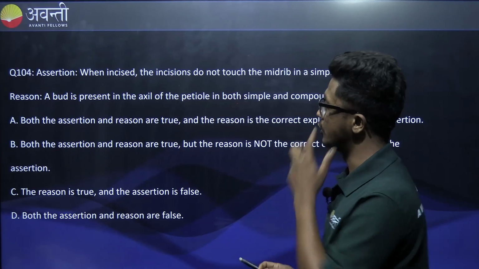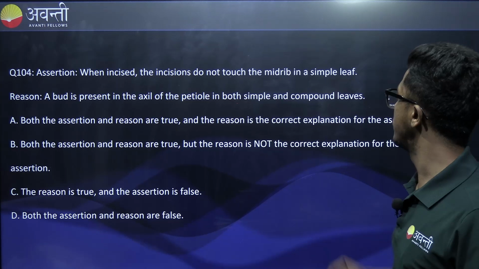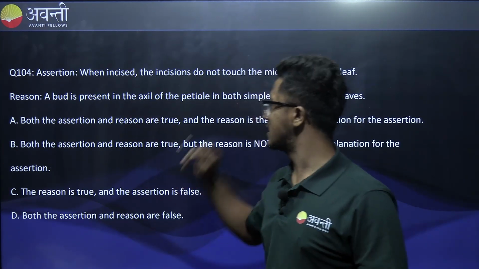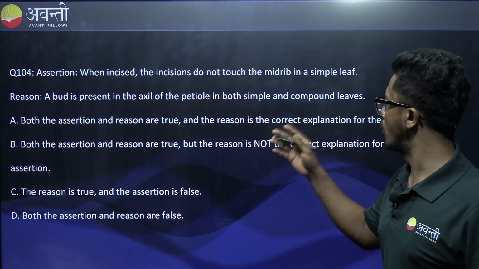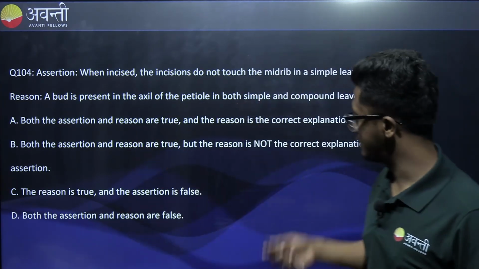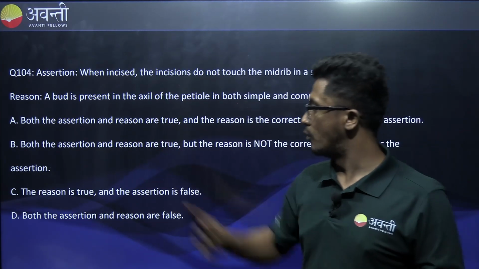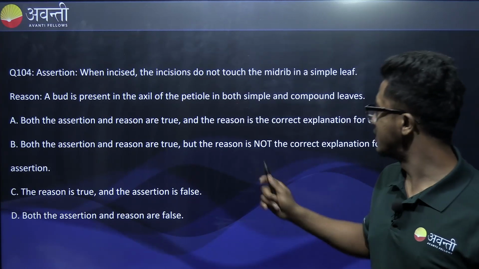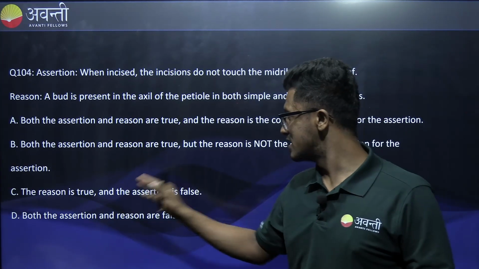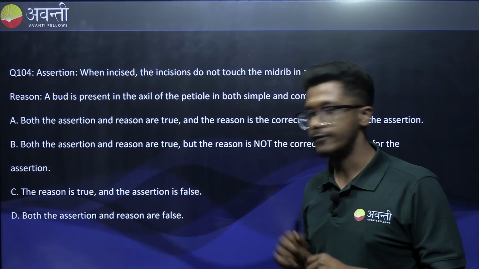So the question says, assertion: when incised, the incisions do not touch the midrib in a simple leaf, and the reason is the bud is present in the axil of the petiole in both simple and compound leaves. And you have four options. Both assertion and reason are true, and the reason is the correct explanation for the assertion. Next, both assertion and reason are true, but the reason is not the correct explanation for the assertion. Next one is the reason is true and the assertion is false. Both the assertion and reason are false.